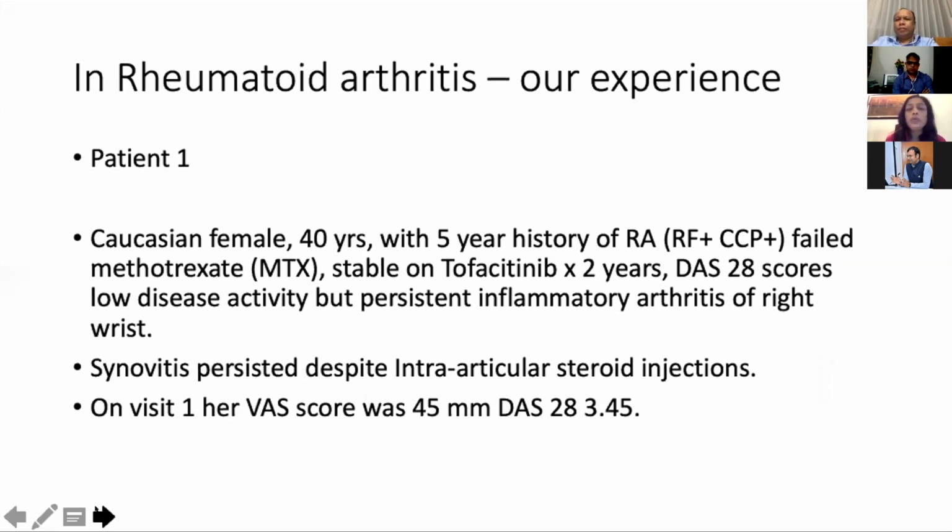So this young woman did very well on methotrexate and on a Janus kinase inhibitor called tofacitinib for 2 years, with low disease activity. Her DAS28 scores were very good, but her right wrist had persistent synovitis despite intra-articular steroid injections and oral steroids. She was just not responding. Her VAS score was 45, and her DAS28 score was 3.45.